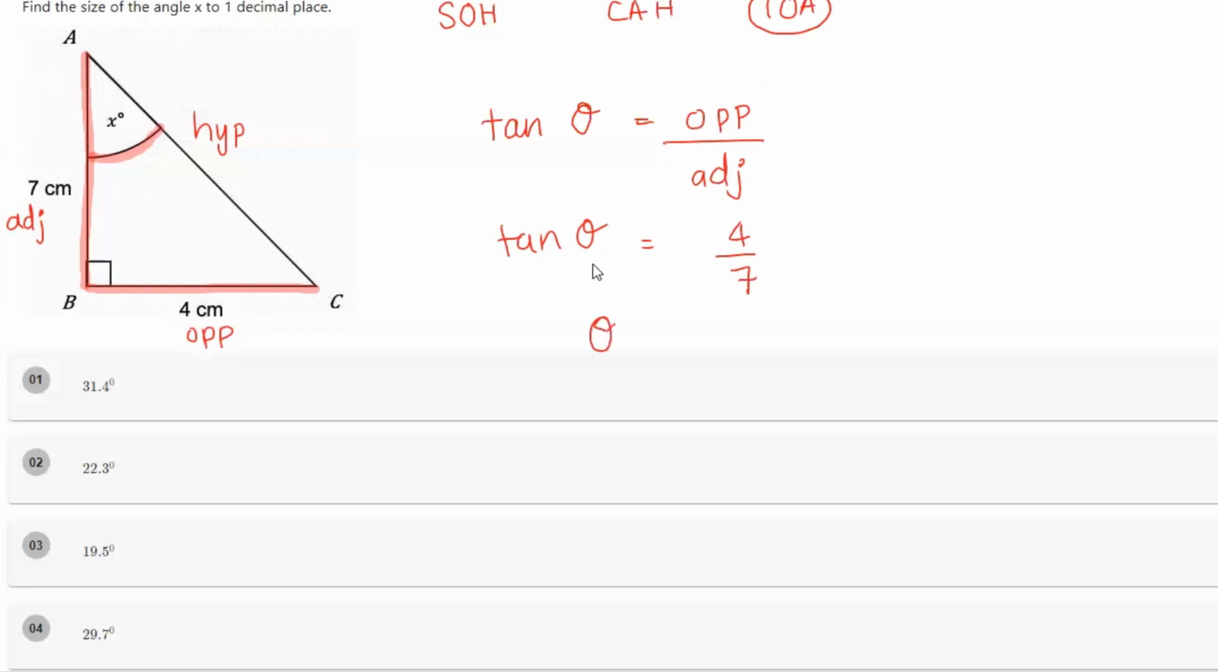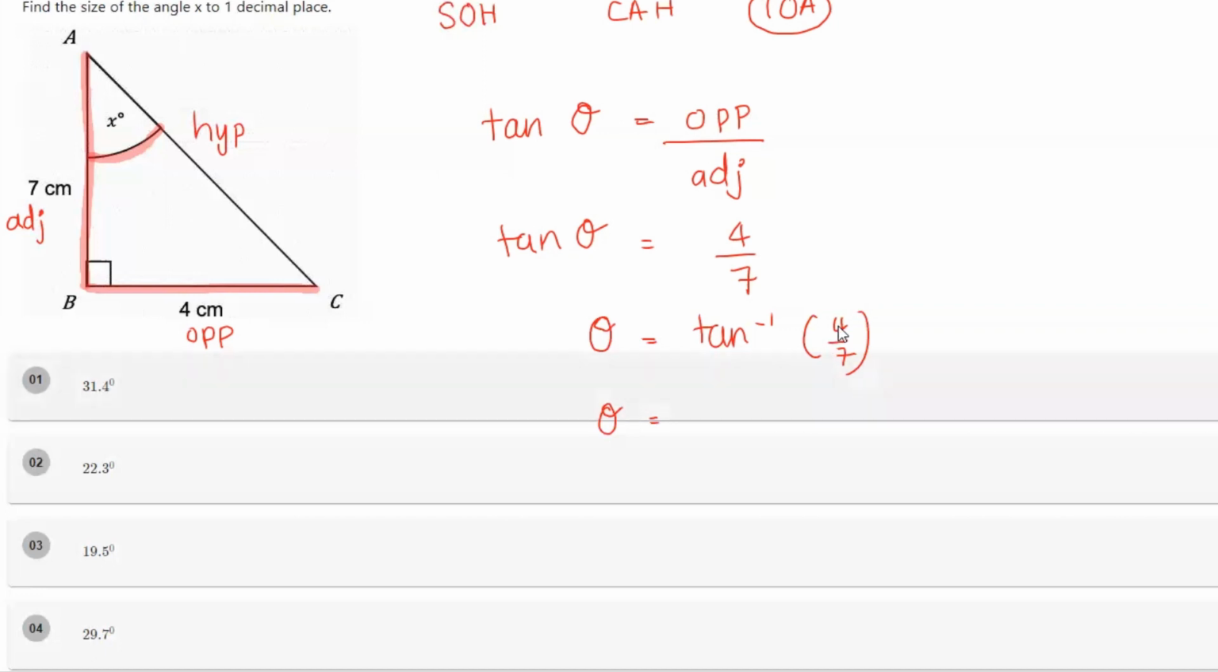So to find out what theta is, I'll have to remove the tan from theta. And to do that, I would get the tan inverse. So I get the tan inverse of both sides of my equation. And this is going to be inverse tan on this side. So tan inverse of 4 over 7 would give me the answer for theta. And we can perform this on a calculator. Generally, if you press Shift as well as your tan button, then that's going to give you tan inverse. So that's how we're going to work out what tan inverse is.